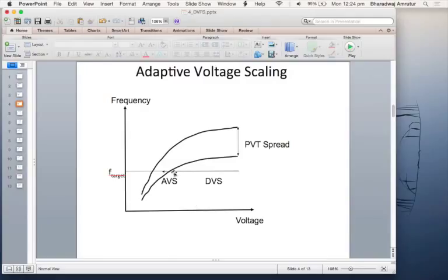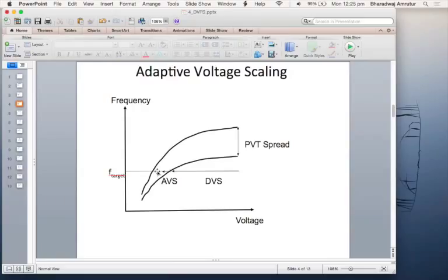Now in addition, a particular instance of the chip might be sitting somewhere out here. Its F2V curve is maybe somewhere in between these two. If I knew that this is the condition of the chip, that it's actually a better chip than the worst case chip, then I can squeeze out some more. I can move the voltage even lower. I can adapt my voltage to the specific process condition of the chip. That is called adaptive voltage scaling.